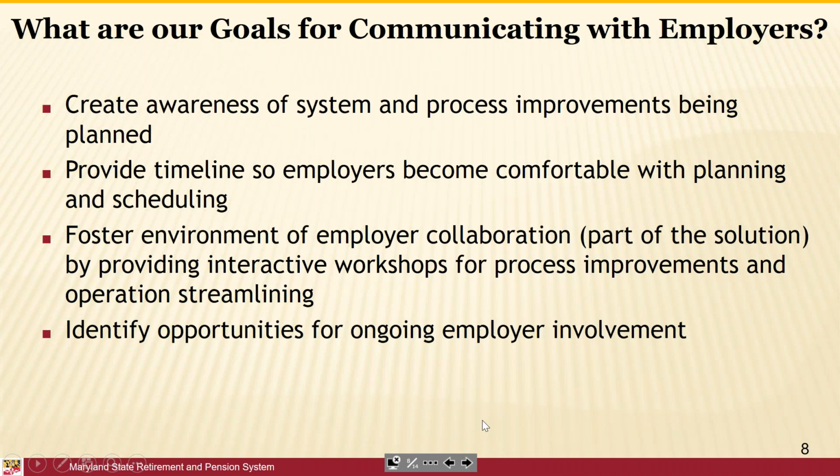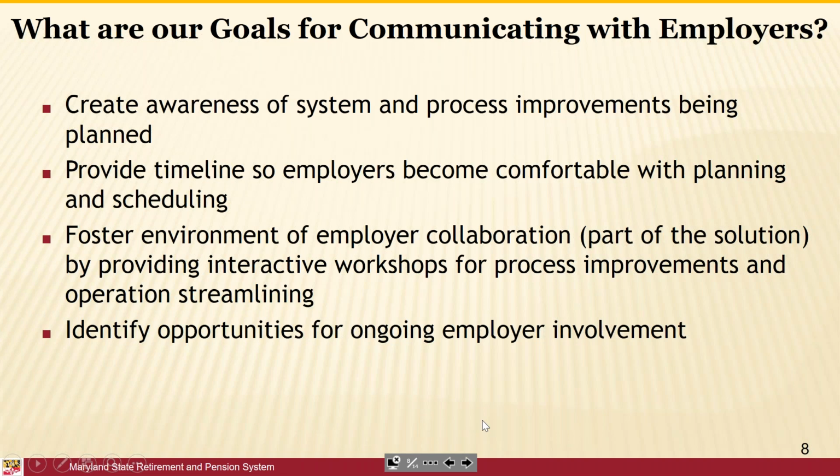We want to provide you a timeline of our schedule, which we will have here towards the end of our webinar. We want you to become comfortable with the planning and the schedule that we have, because it will have some impact on you. So we want to be able to make sure that you have enough time to do what planning you may have.